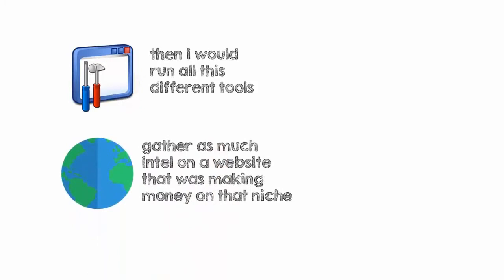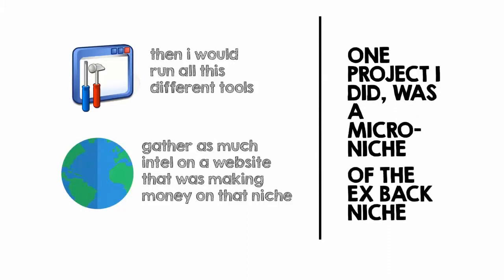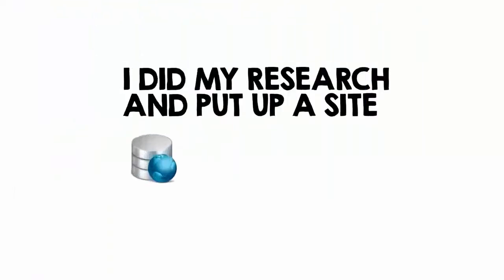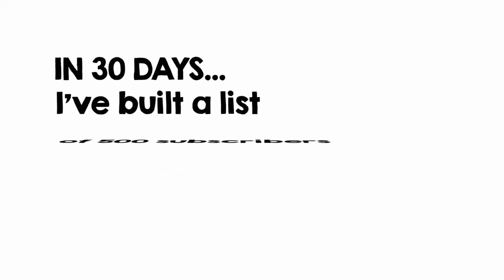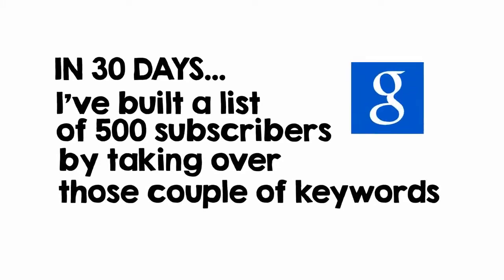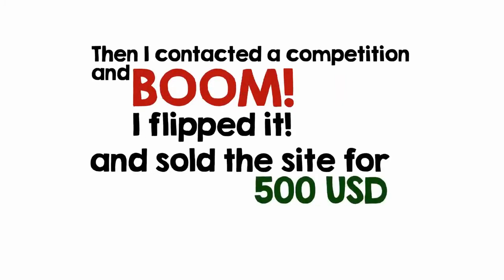Then I would run all these different tools, some paid, some free, gather as much intel as I possibly could on a website that was making money in that niche. One project I did was a micro niche of the expat niche, and I just needed a few keywords to make my move. I did my research and put up a site. Then the fun began. In 30 days, I built a list of 500 subscribers by taking over those couple of keywords in Google. Then I contacted a competition, and boom, I flipped it and sold the site for $500.